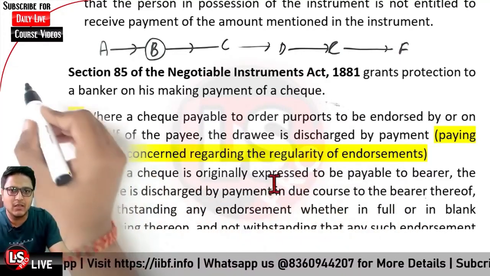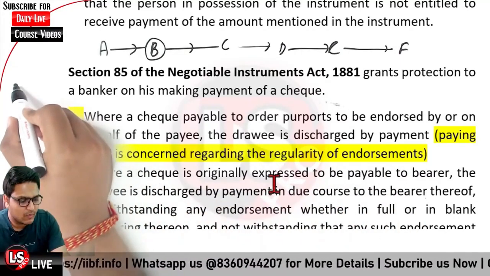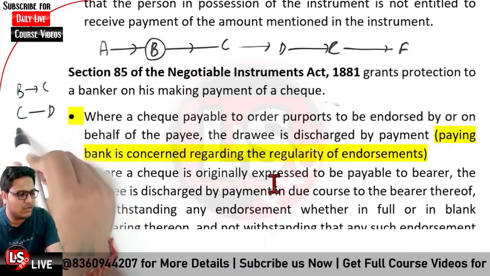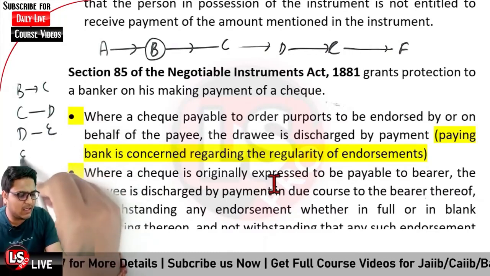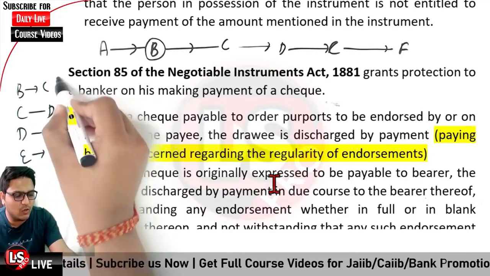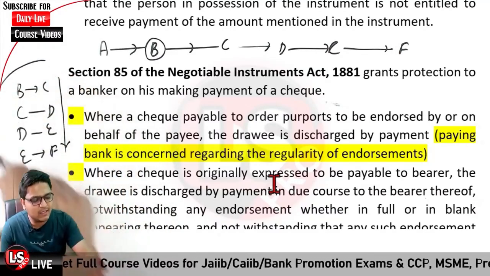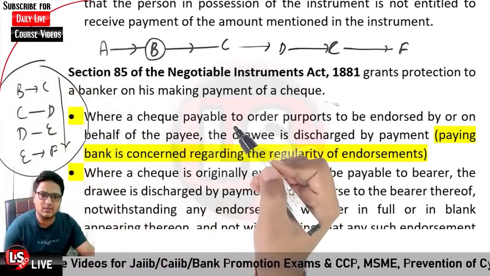It means the endorsement should be like B endorsed to C, C endorsed in name of D, D in name of E, and E in name of F. If the order is like this, that the endorsements have been made in this way, then it is said to be regular endorsements.